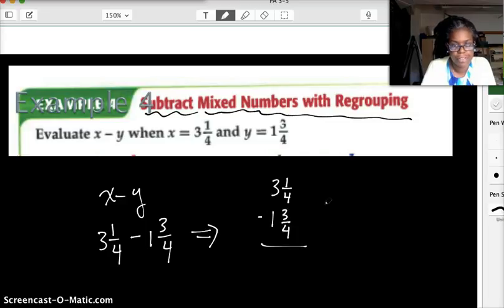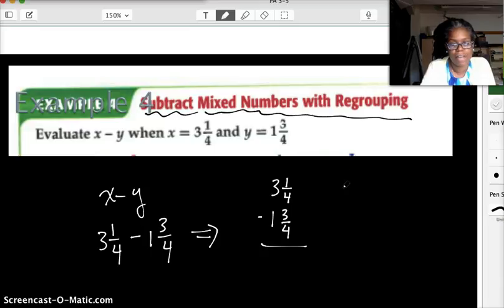over top of one another, and it gives me a little bit more space to expand and see what I'm doing. So I'm going to do it this way. When I'm regrouping, I like to write it like this, and I like to say, okay, I cannot subtract 3/4 from 1/4. I can't take 3/4 from 1/4.